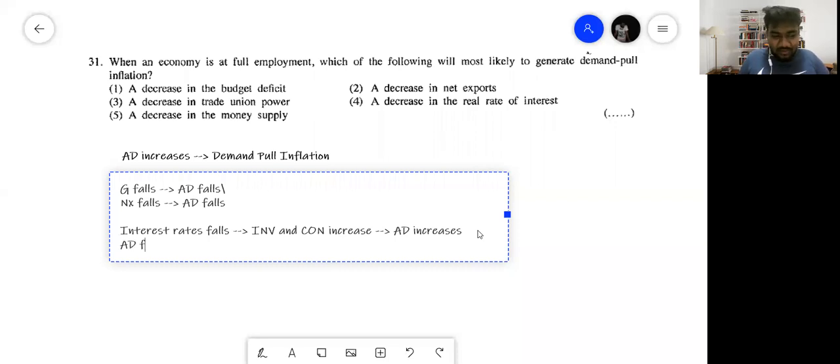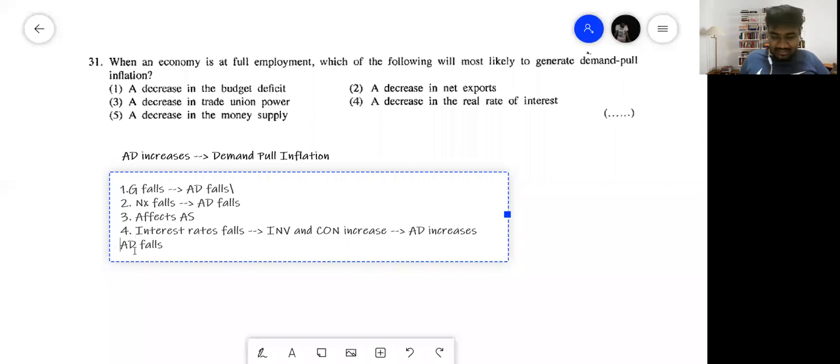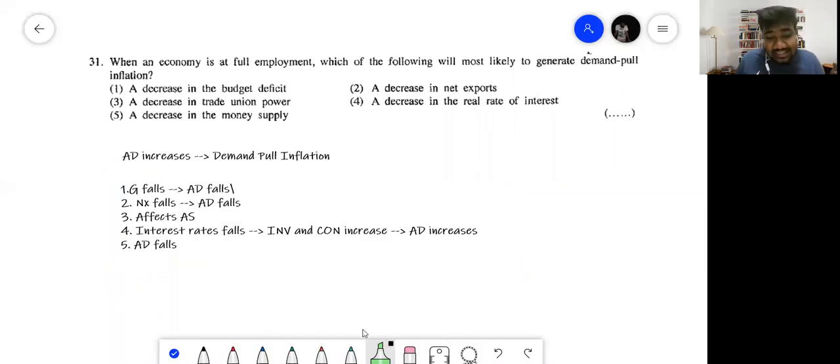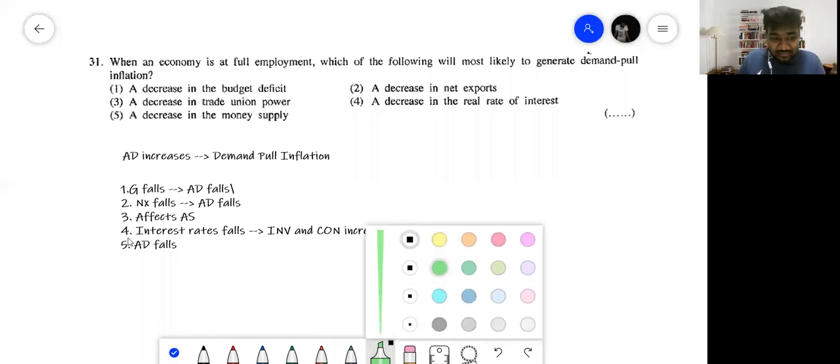Fifth one, a decrease in money supply. Then aggregate demand falls. So this is the first one, this is the second one. Third one, it affects aggregate supply, right? So they're asking you about demand pull inflation. Trade union power is not going to affect demand pull inflation. The fourth one is this. The fifth one is this. So which one is increasing your aggregate demand and creating demand pull inflation? It's the fourth one.